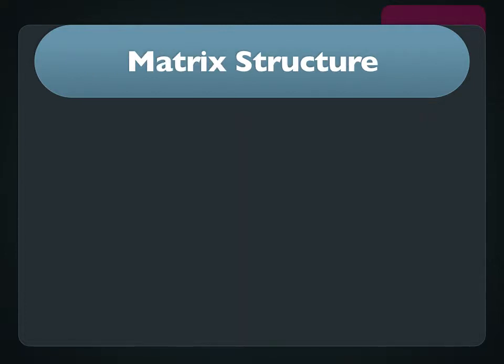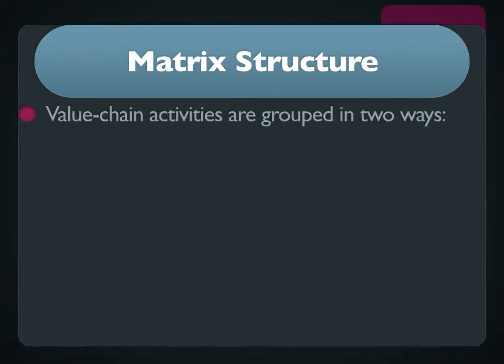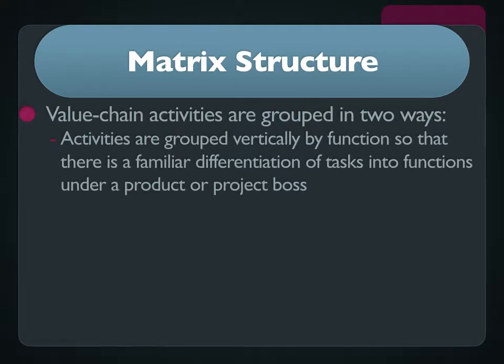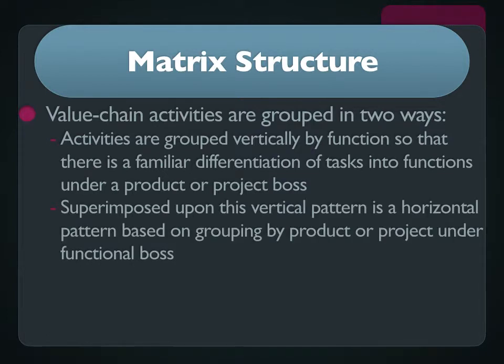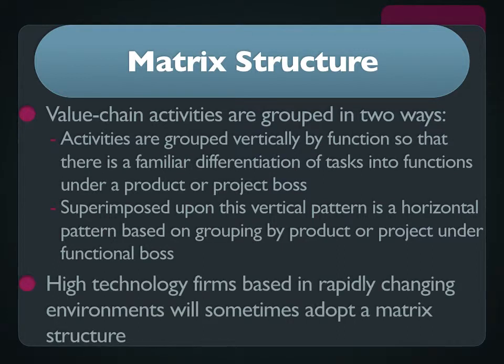Now, an interesting structure that can emerge is the matrix structure. These are ways in which value chain activities are grouped in two ways. Activities are grouped vertically by function, so there's a familiar differentiation of tasks into functional areas under a product or project boss. But superimposed upon this is a horizontal pattern based on grouping of products or projects under a functional boss. This tends to exist in high-tech firms, in rapidly changing environments, where you need a high level of coordination in order to make decisions.